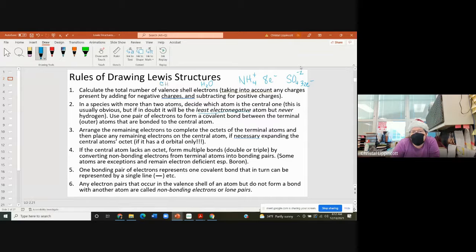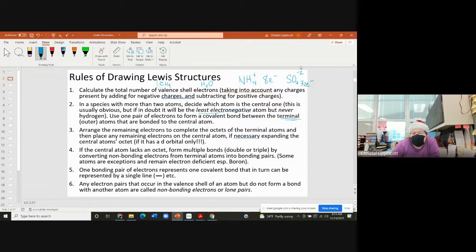Here, CH4. Okay, your carbon's going to be in the center. This is your formula. It's typically the element that's in the front that's going to be in the center because that's the least electronegative. The terminal or outside elements are bonded then to that central atom, and you have to arrange the remaining electrons to form octets, or in the case of hydrogen, a duet. If the central atom then lacks an octet, you have to form multiple bonds to be able to get that to happen. And one bonding pair of electrons we represent with a line that's going to equal 2 electrons.